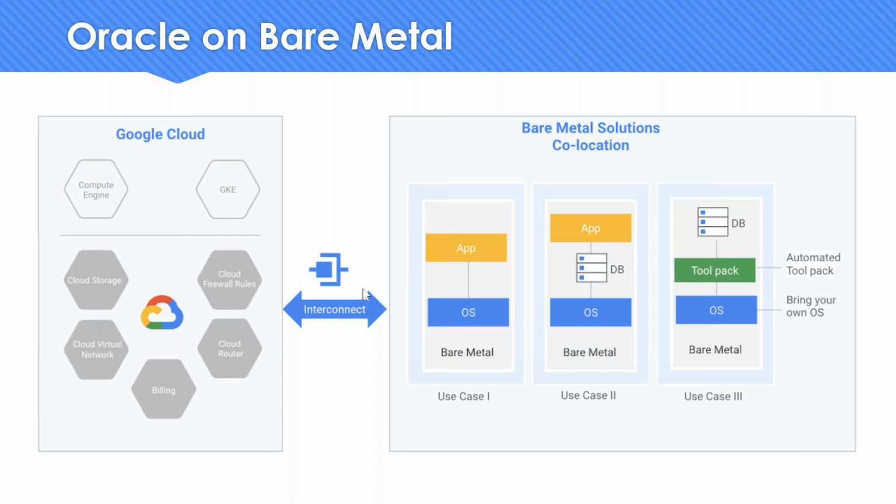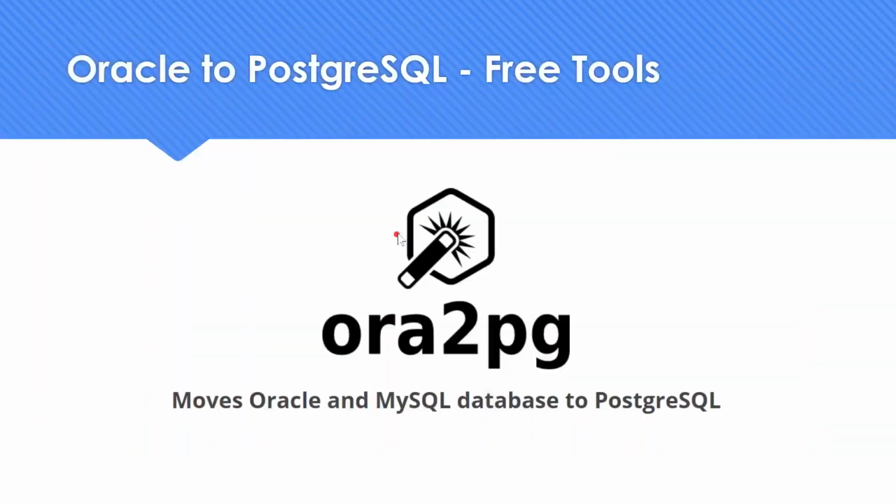This is the first option, folks: Oracle on bare metal. The second option is that you have lots of free tools available in the market. Ora2Pg. If you just search, you will get it. It's a free tool. I'm not sure whether it's open source, but it's a free tool at least. You install this, and what you can do is migrate all your Oracle details, the schema, tables, all those things, into Postgres. What I have seen in my experience, Oracle to Postgres migration works very well.